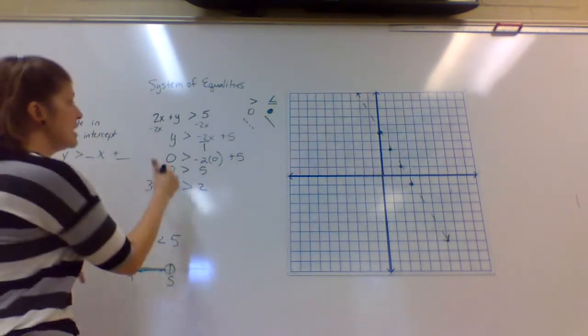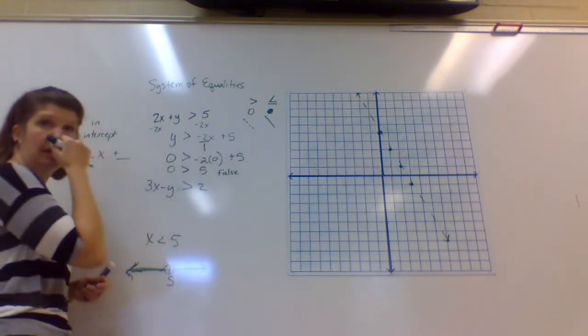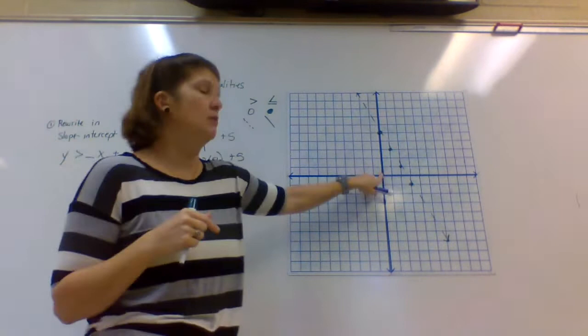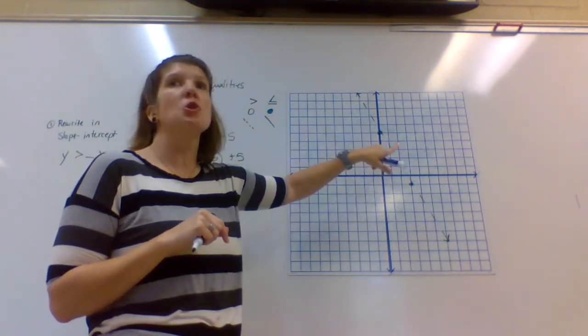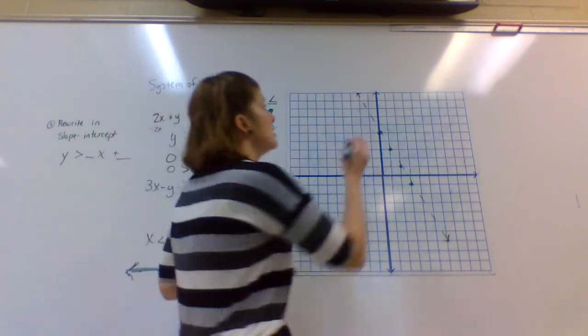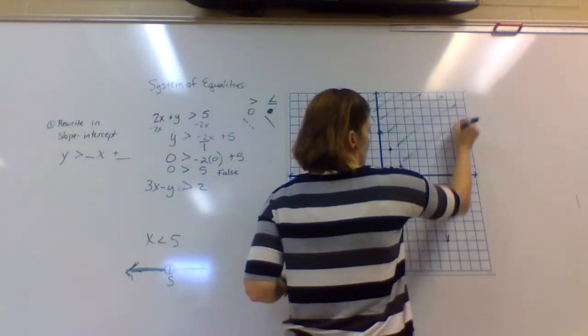So I plugged it in, and this is a false statement, right? I plugged in 0, 0, this point, and I got a false statement. That means 0, 0 should not be shaded. So I shade all of this, which is very hard to do with an expo marker.